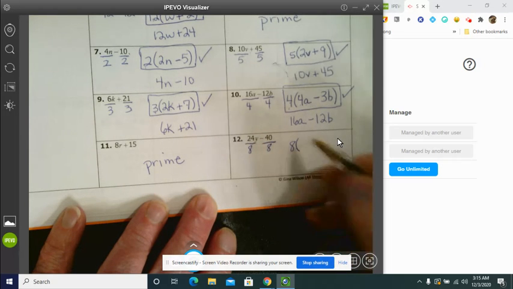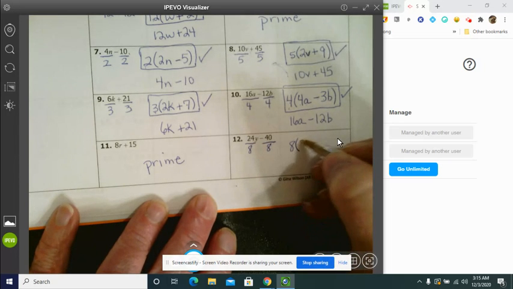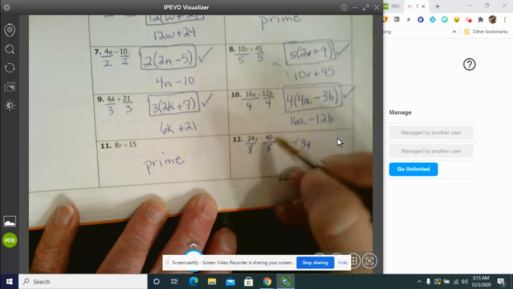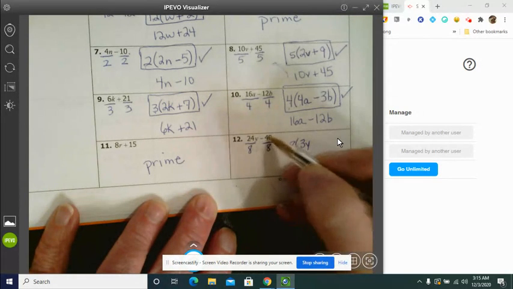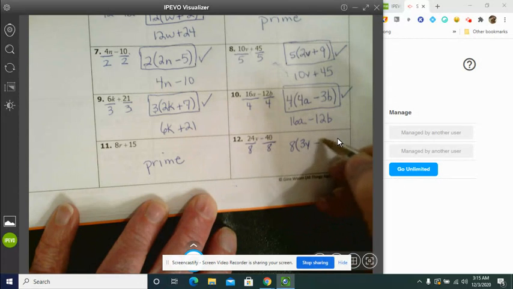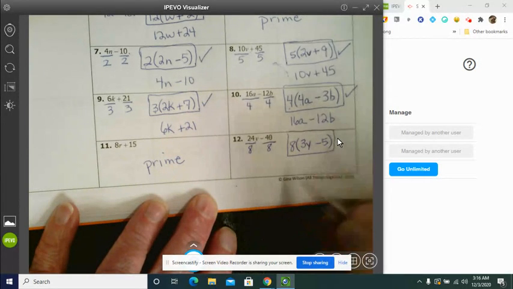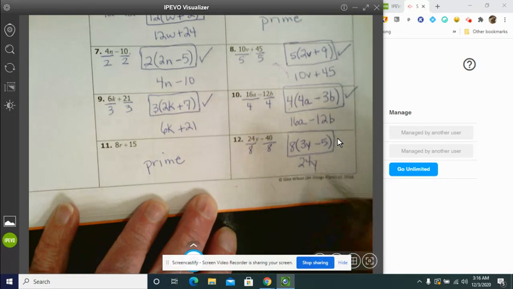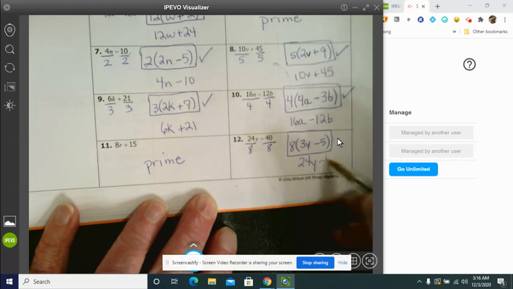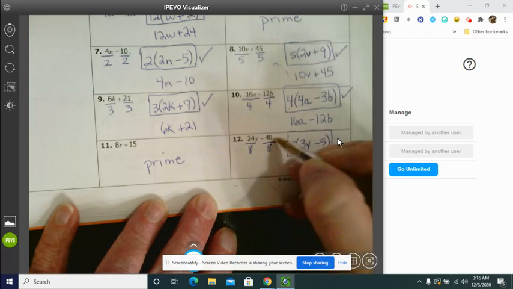24y divided by 8 is 3y. Minus 40, or negative 40, divided by 8 is negative 5. So I think that's my answer. So I'm going to say 8 times 3y becomes 24y. 8 times negative 5 becomes negative 40. And that is what I have there.